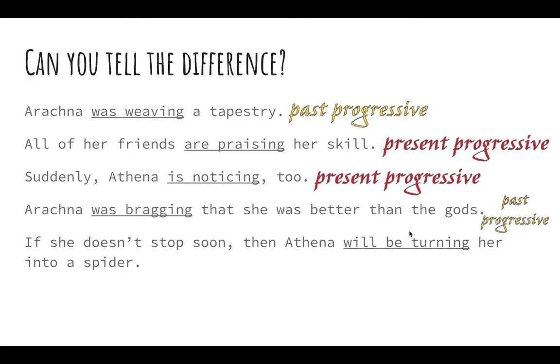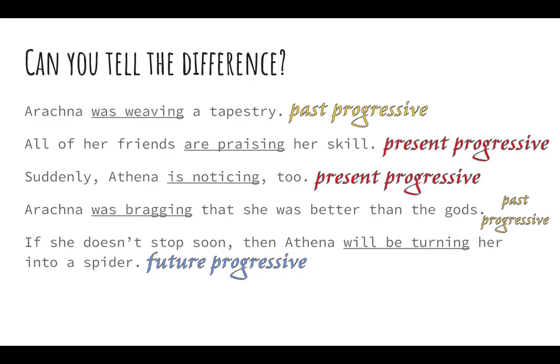Anyway, you'll see right here we have will be. Will be, oh, that makes it easy. That's future no matter what. So future plus progressive equals future progressive. So hopefully you're starting to see how to tell the difference in tense between these. Just look at those helping verbs.